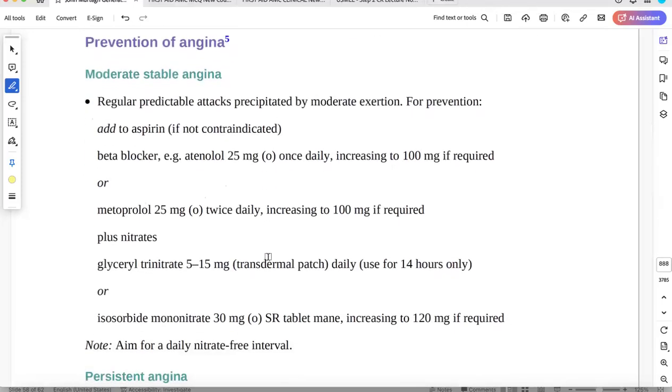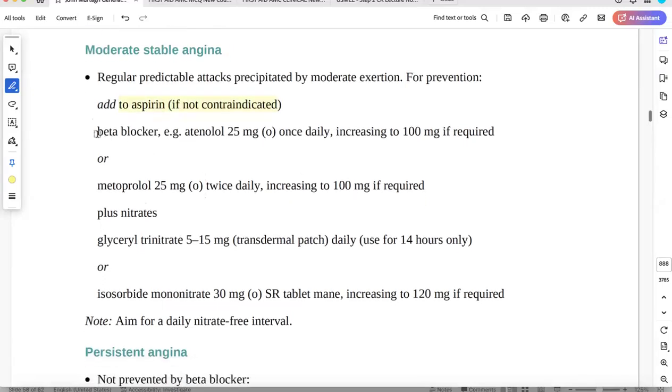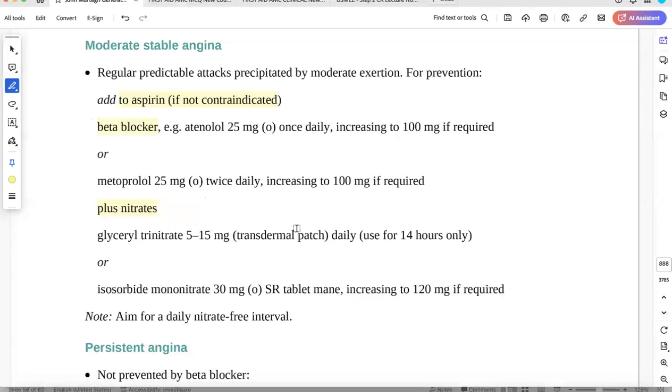Now, to prevent further progression of angina, sometimes you can start the patient with some medication which is cardioprotective. For cardioprotection, you add aspirin. You will give a beta blocker, so either atenolol or metoprolol, and you add a regular daily dose of nitrate. Okay, so for a patient who gets angina, mainly with some moderate exertion, these three medications are a must to add: aspirin, beta blocker, nitrate.